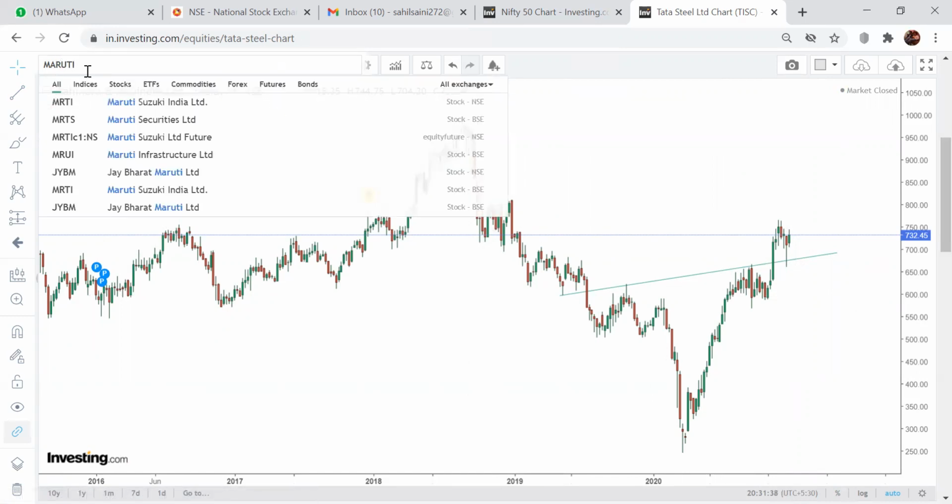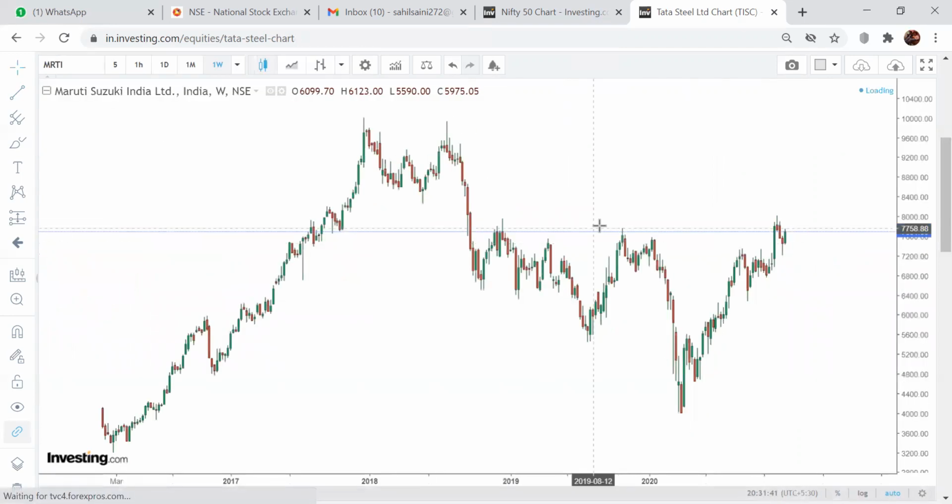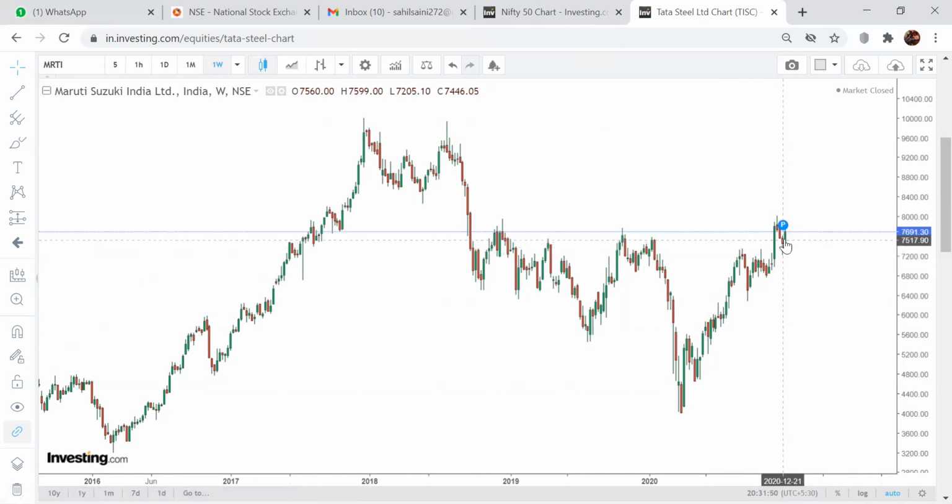And in Maruti, the pattern is beautiful. This was actually not a good pattern, but when this candle engulfed the previous candle and was able to sustain really high, it shows that bulls are really heavy. They have interest in this sector.